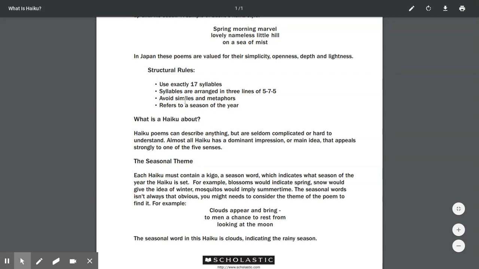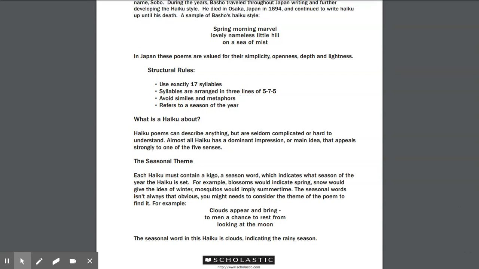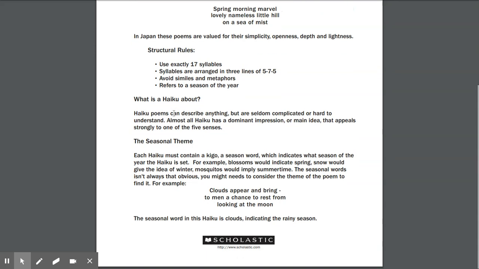Haiku avoids similes and metaphors. So unlike our Where I'm From poem, these haiku are going to be so simple and they're going to avoid similes and metaphors. Lastly, your haiku should refer to a season of the year. Most haiku refer to a season of the year.